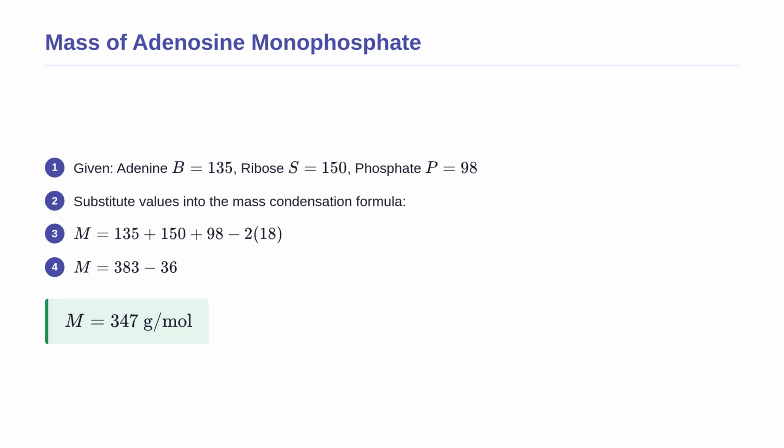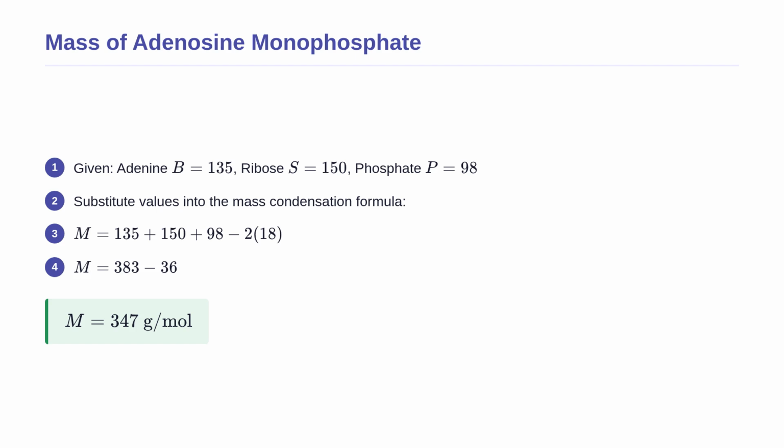Let us put this formula into practice with a real molecule, adenosine monophosphate. We are given the mass of adenine as 135, ribose as 150, and phosphate as 98 grams per mole. We need to find the final mass.